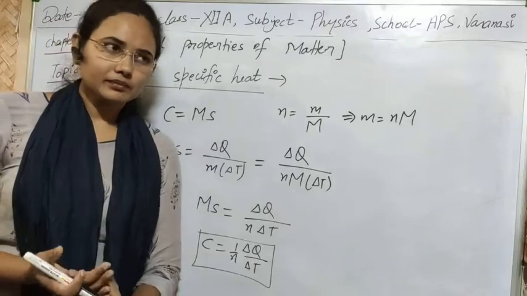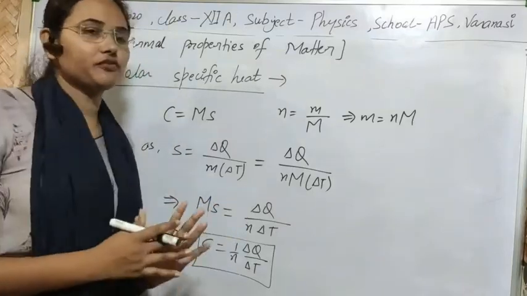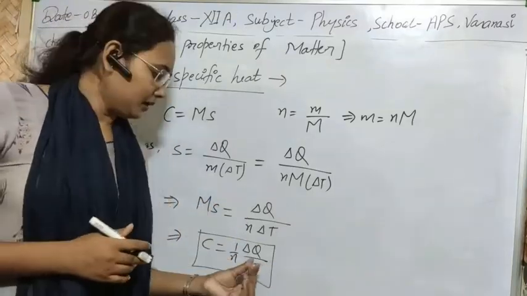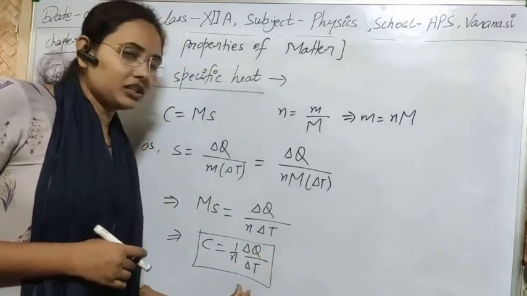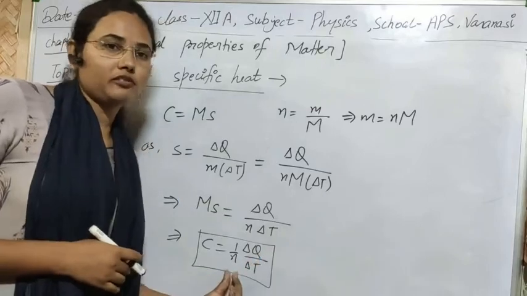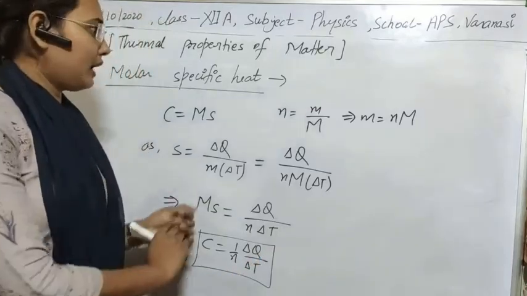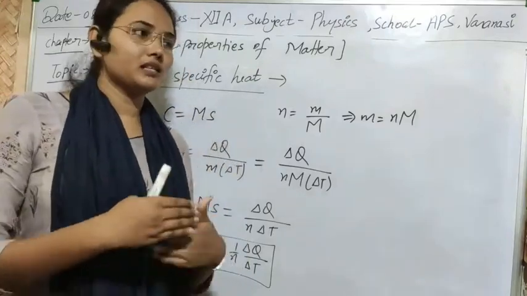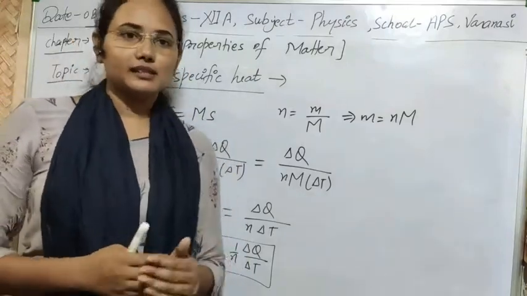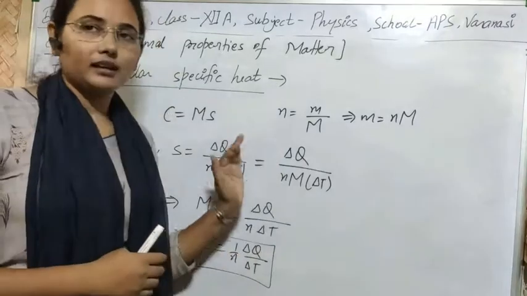Simple. In other words, molar specific heat we can define in terms of the number of moles: the heat required to change the temperature by 1 degree Celsius of 1 gram mole. Okay, so I think molar specific heat is clear to you. If the concept of molar mass or such things arises, then we can easily understand it.